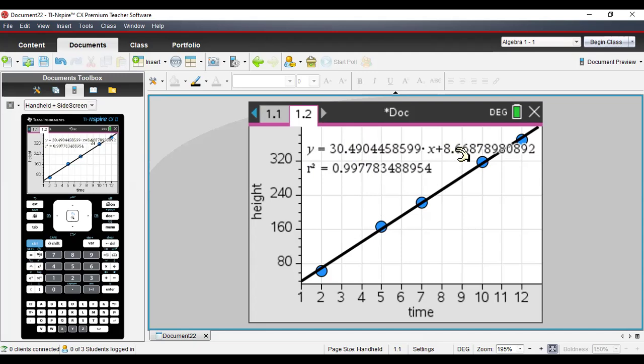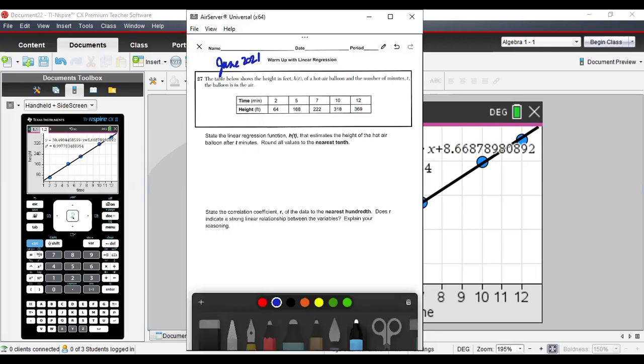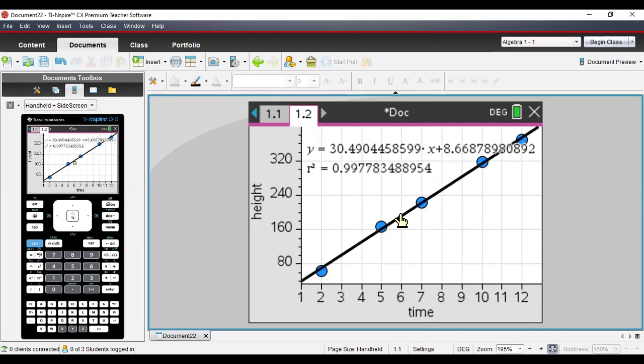And then over here we have 8.6687. So the 6 is in the tenths place. We look to the right, it also has a 6, so that's 5 or above. So this is going to be 8.7. So our equation, it's supposed to be h of t, not y. So h of t equals 30.5t plus 8.7. And of course, that's what they got as well, but I wanted you to see how they got it.